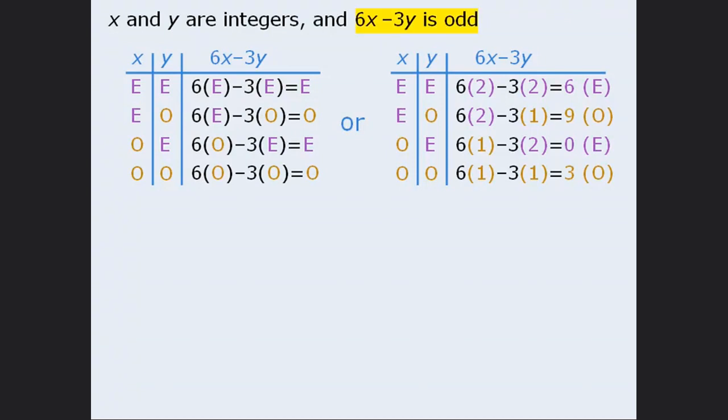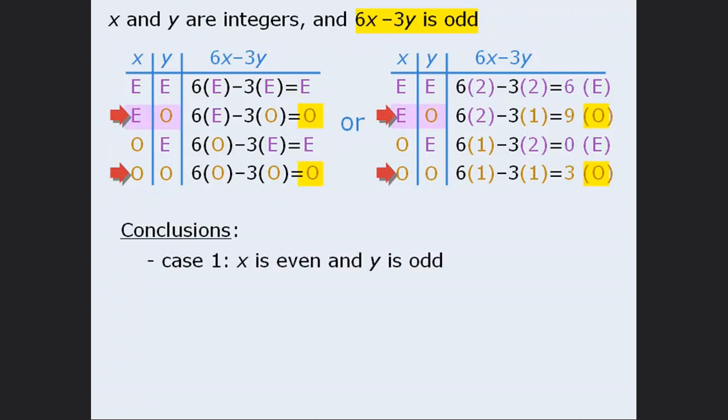Now we're told that the expression evaluates to be an odd number. When we examine either of our tables, we see that there are 2 cases in which the expression evaluates to be an odd number. So there are 2 possible conclusions we can draw. Either x is even and y is odd, or x and y are both odd. Either of these 2 cases can be true.